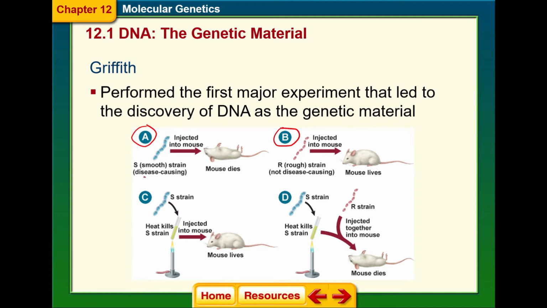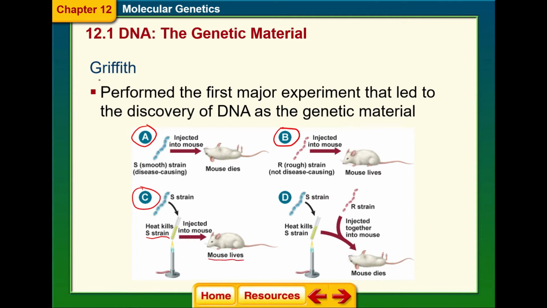So Griffith's actual experiment started in C and D, and what he actually did was he heated up the S strain of bacteria in order to kill that bacteria. When you heat up a cell to a high enough temperature, it's usually going to lyse. It's going to break the cell, killing it, making it non-functional. And as we can see in C, after he injected the smooth strain of the bacteria that had been heated up so that all the bacteria died, the mouse would actually live. It would not get that infection. It would be perfectly fine.